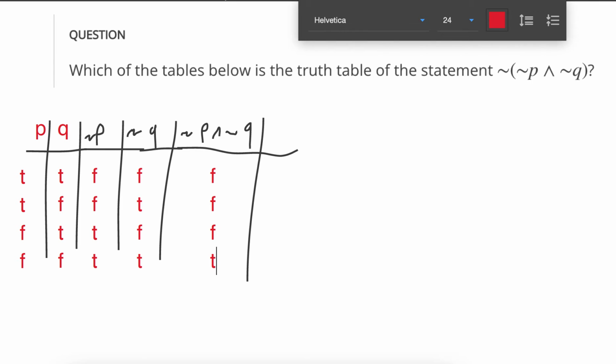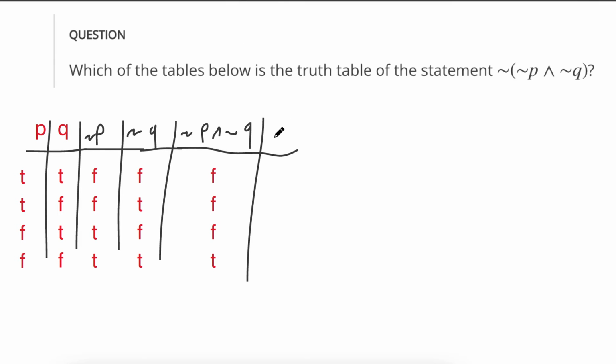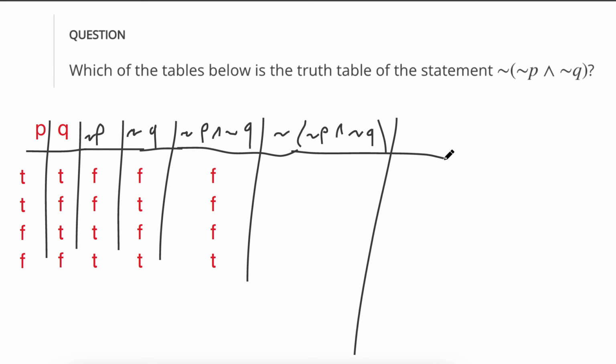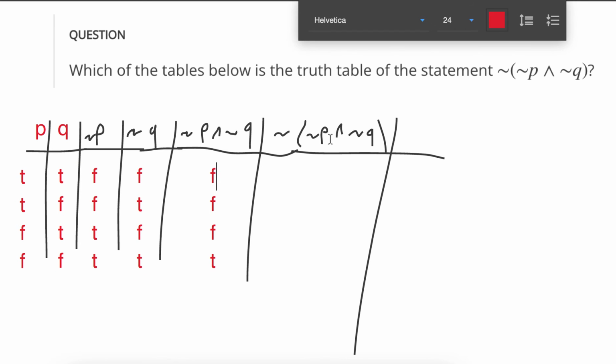And so the last one is saying the negation of the column that we just made. That's the negation of P and the negation of Q. Okay, so in parentheses is the column we just did, negation of P and negation of Q. So it says negate everything there. That means I'm taking everything in that column and changing it from false to true, and from true to false. So I'm just looking at that column I made and reversing it.